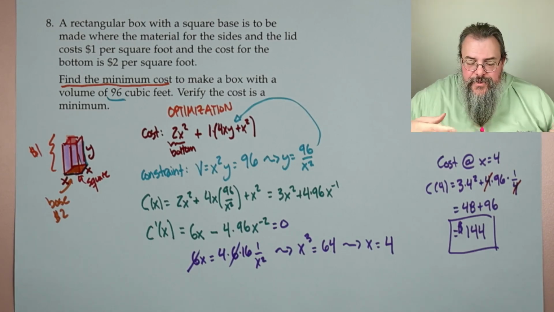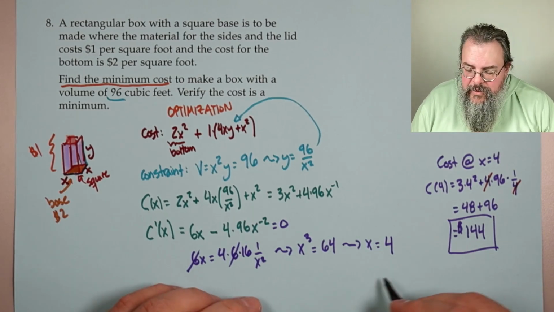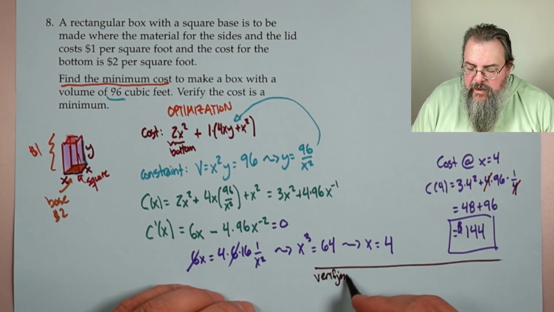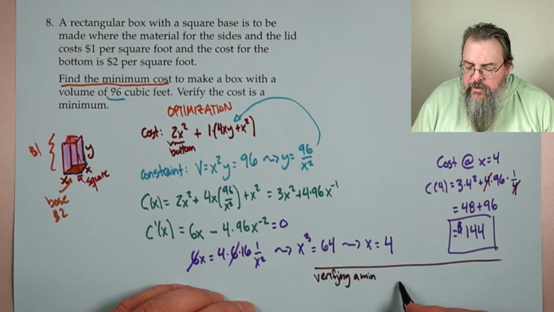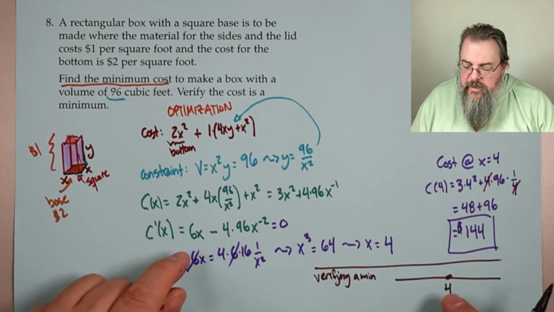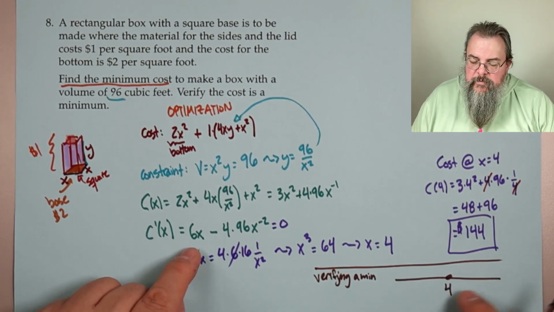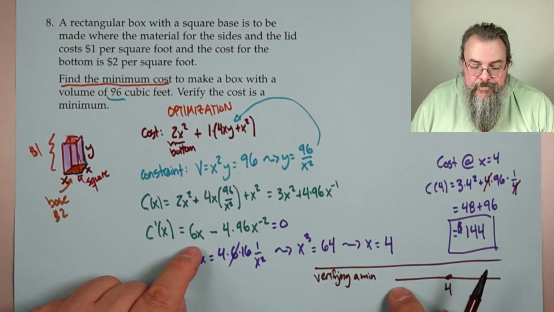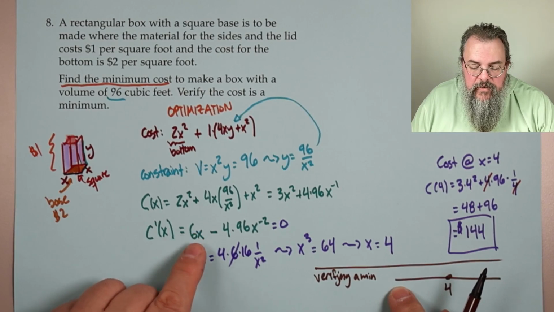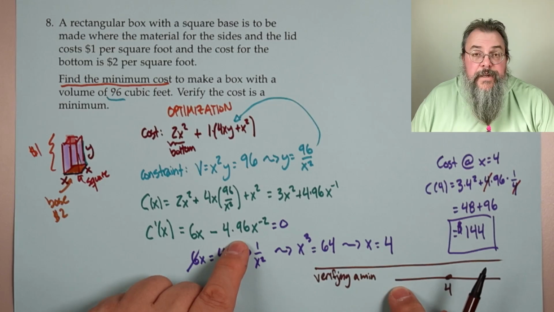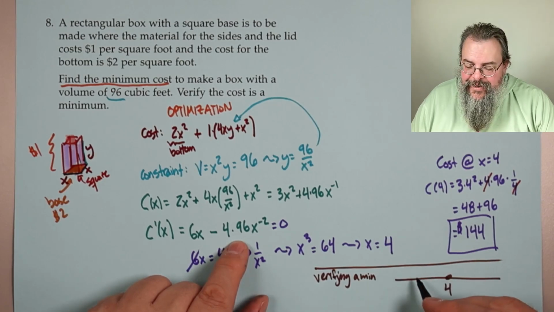Well, I'm partial to the first derivative test. So to verify it's a minimum, here we go. We're going to do the first derivative test. We say, look, there's just a critical point here at 4. And pick a number less than 4 that's easy to work with. Let's say we pick something like 1. If I plug in 1, I get 6 minus 4 times 96. So that's a big number I'm subtracting. So that says our C prime is negative.